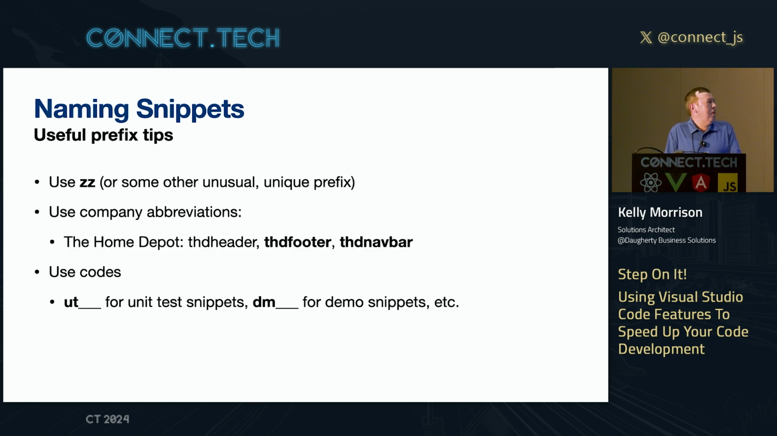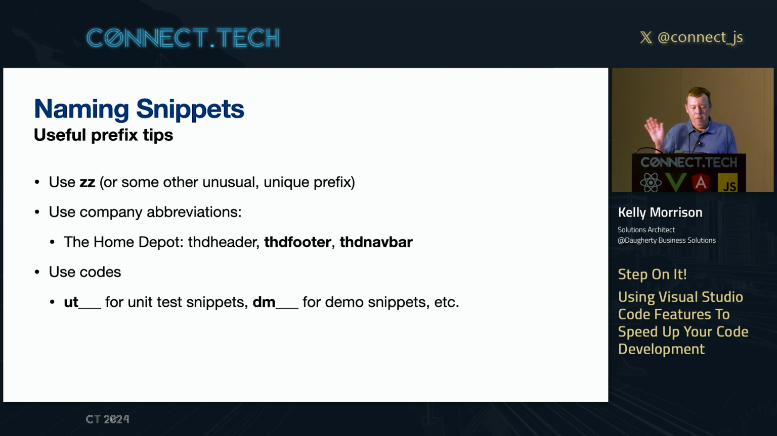Okay, as far as naming snippets, this is interesting. There's a lot of snippets already built into the language, so I always try to use something unique to find mine. One thing I usually use is ZZ as the first two letters of the prefix, because I don't think I've ever seen another snippet from anybody else that uses ZZ to begin it. You can also use company abbreviations, like Home Depot's here in Atlanta. They could create THD header, THD footer, THD navbar. Those could be names for snippets that are easy to find. You can also use codes, like starting an abbreviation with UT for a unit test, or something I find really useful is DM for demo.